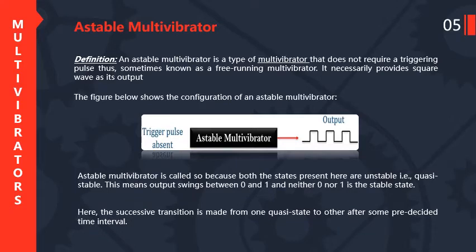An astable multivibrator is called so because both the states present here are unstable, that is the quasi state. This means outputs swing between 0 and 1, and neither 0 nor 1 is the stable state. क्योंकि इसमें जो दोनों स्टेट हैं 0 और 1 मीन्स ऑन और ऑफ की वो स्विंग होती रहती हैं, इसलिए हम इसको अनस्टेबल बोलते हैं, मतलब ये स्टेबल कंडीशन में नहीं आ पाता है. So this is known as the unstable multivibrator. Here the successive transitions are made from one quasi state to the other after some pre-decided time intervals.